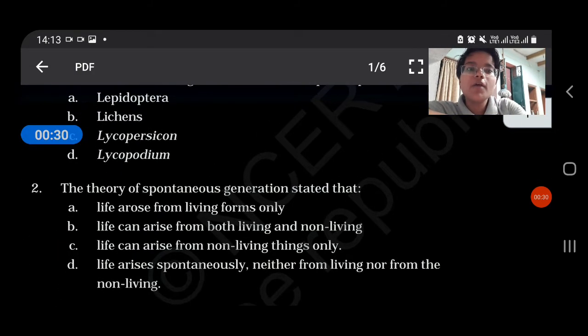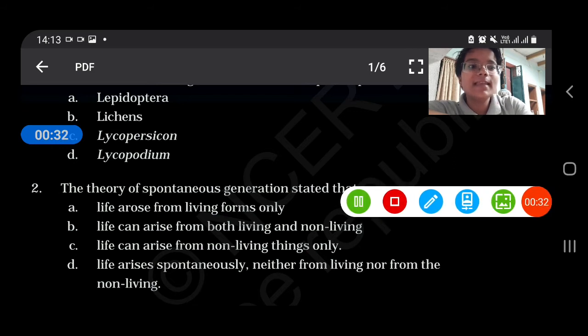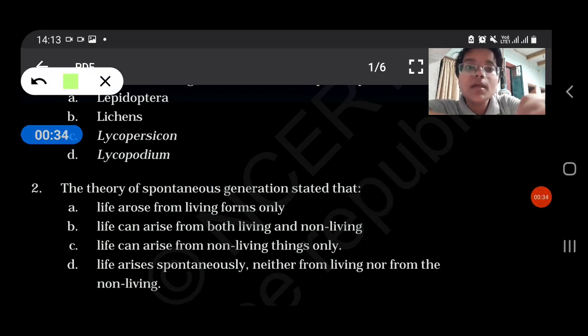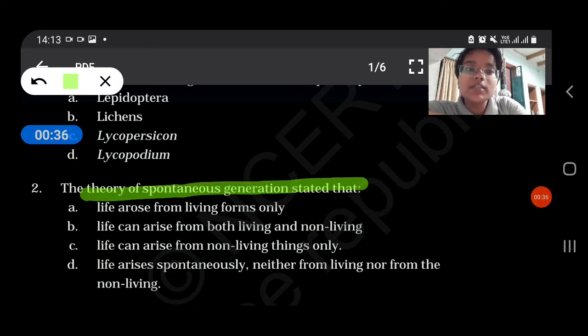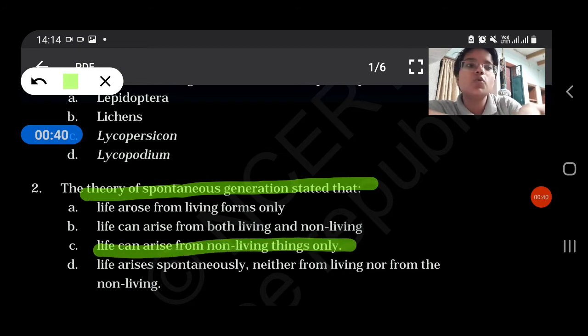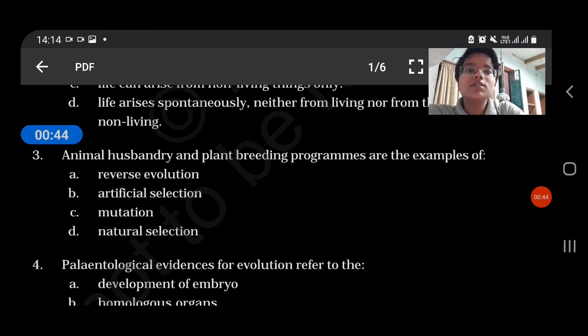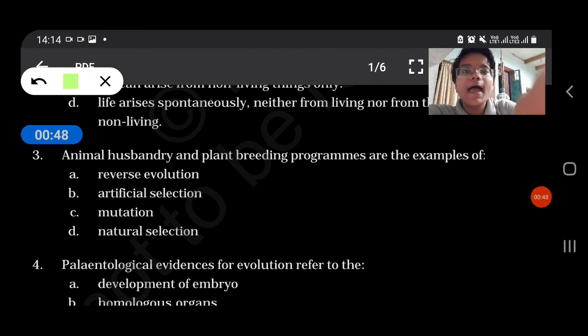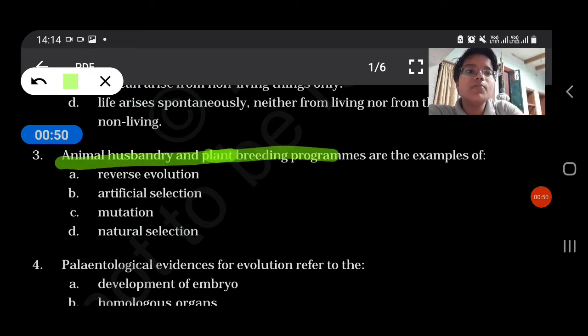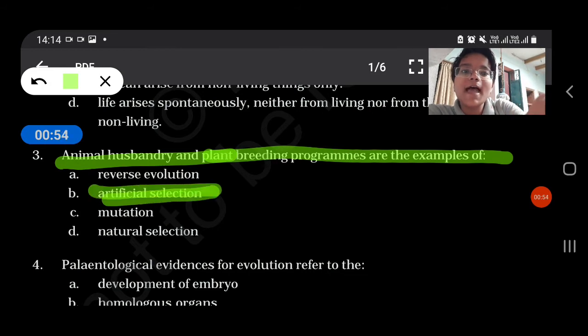The theory of spontaneous generation states that life can arise from non-living things only. Animal husbandry and plant breeding programs are examples of artificial selection, as is done by humans.